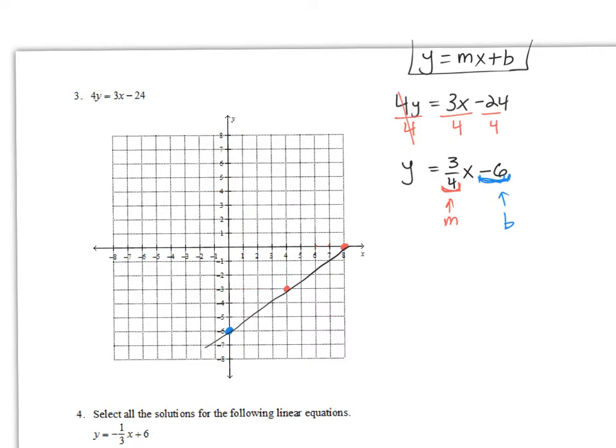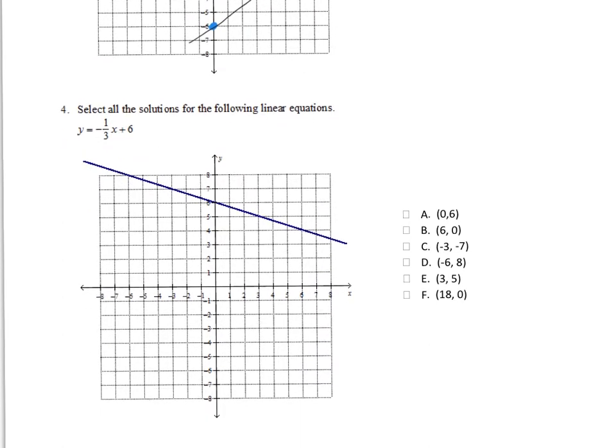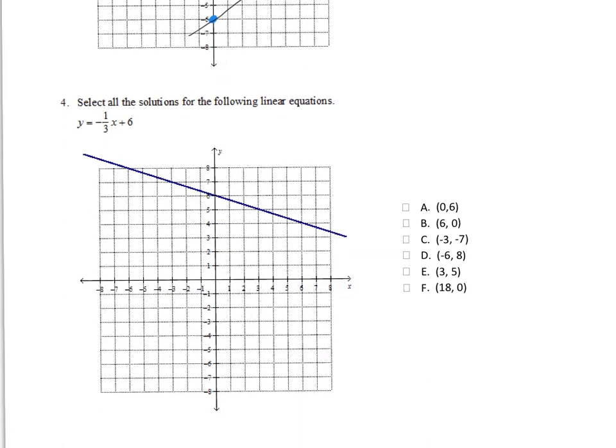So, that helps with these. The last question on this particular assessment is, select all of the solutions to the following linear equation. There's 2 ways to do that, and you kind of have to go back and remember what it means to be function notation.